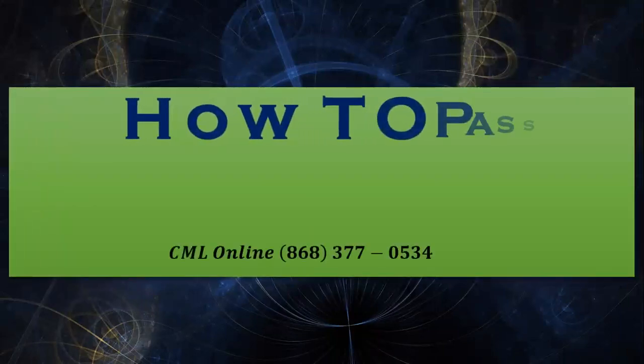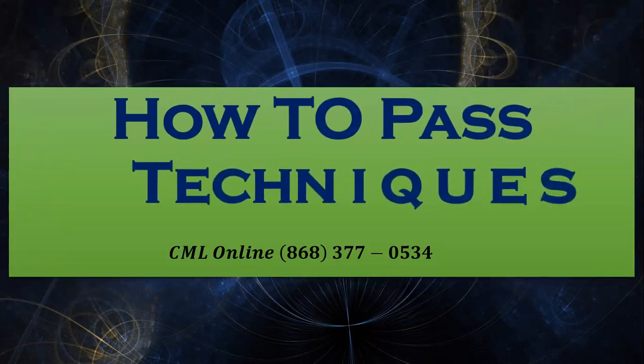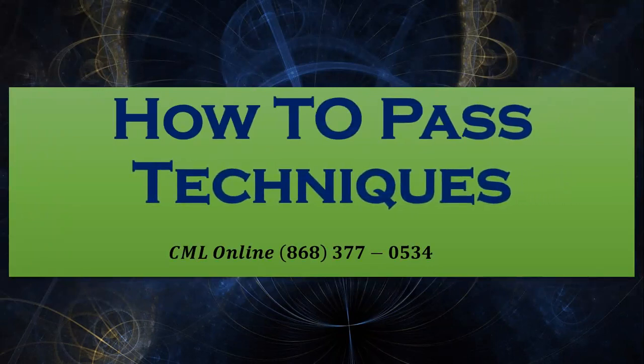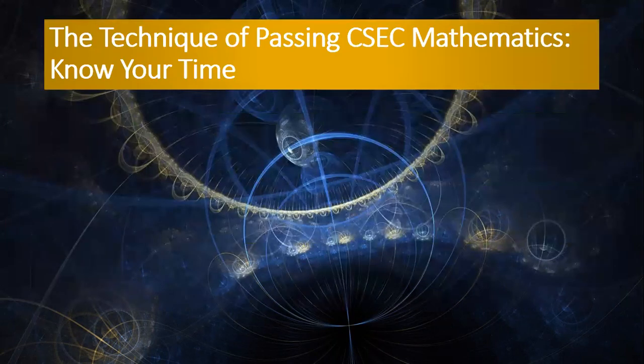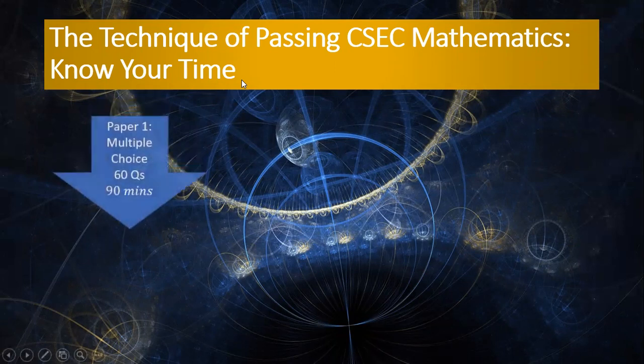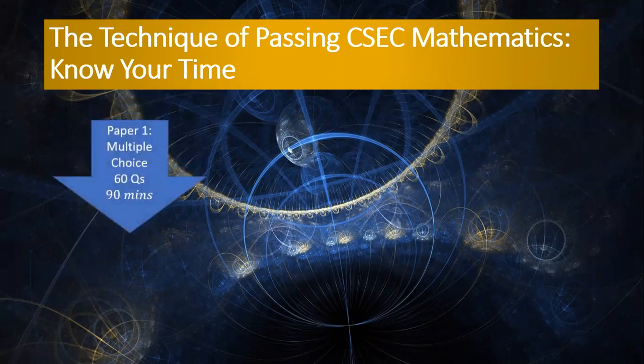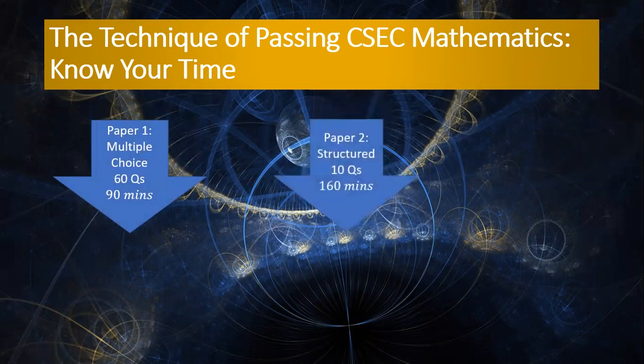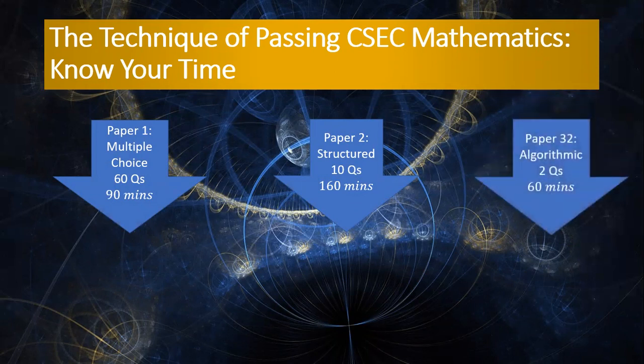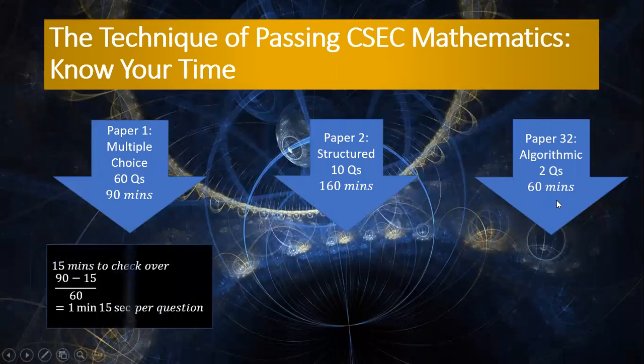And now, let's get into how we're going to pass CSEC Mathematics. Some techniques. The first technique we need to be aware of is your time. Remember, Paper 1, multiple choice, 60 questions, 60 minutes. Paper 2, structured, 10 questions, 160 minutes. Paper 3 is algorithmic, 2 questions, 60 minutes.